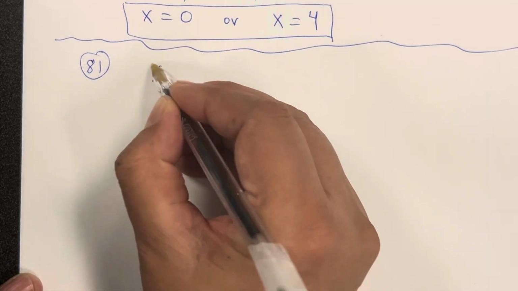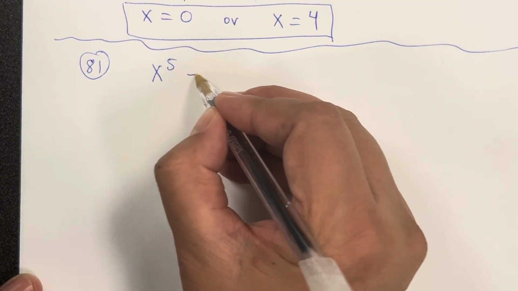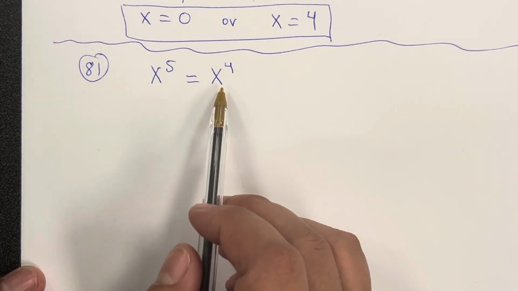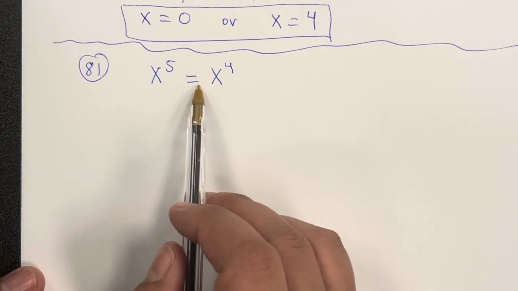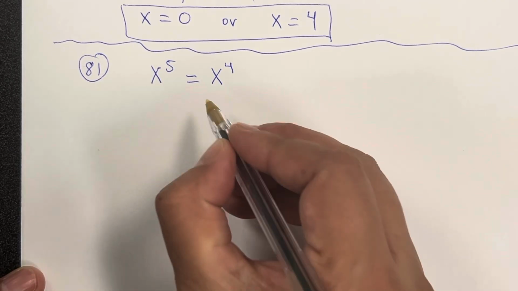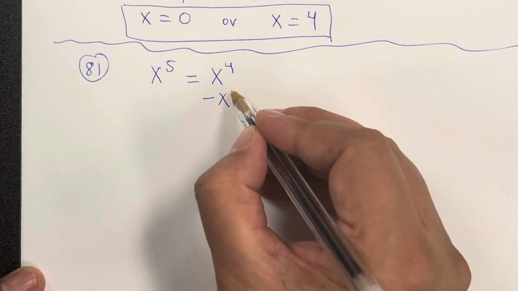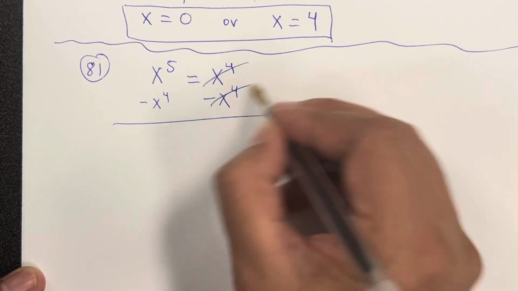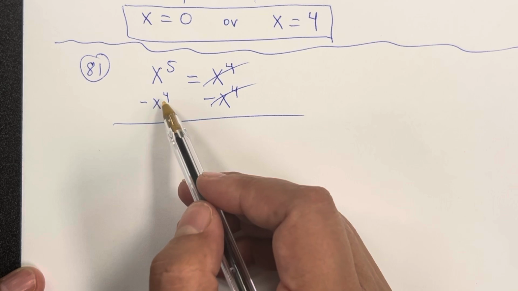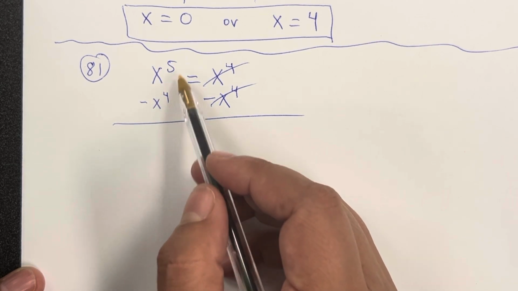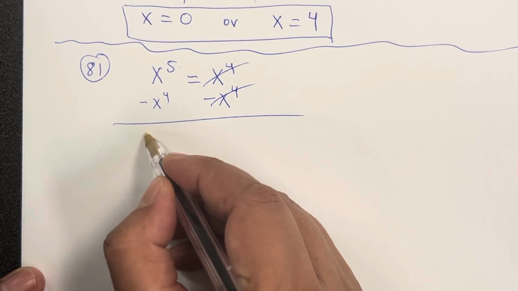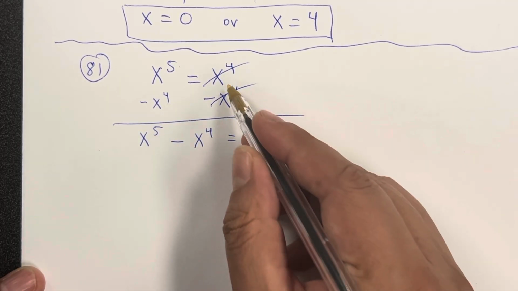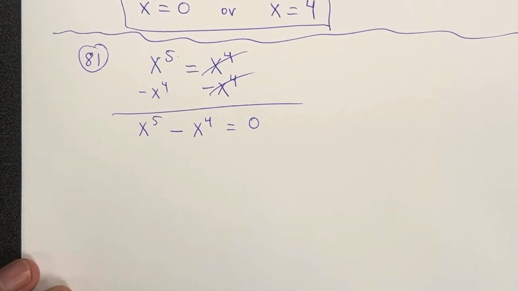So 81 says x to the 5th power equals x to the 4th. So I said that to be able to solve for x, you have to have an equation, and then it has to be equal to 0. So we're going to cancel by subtracting x to the 4th power from both sides. Don't make the mistake in subtraction: you cannot combine terms if they don't have the same exponent. So you're just going to write x to the 5th minus x to the 4th. And in here, we already have 0.